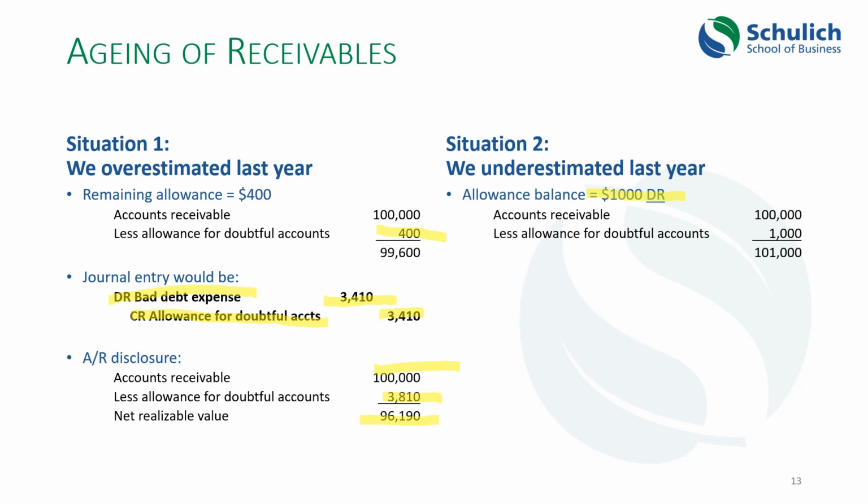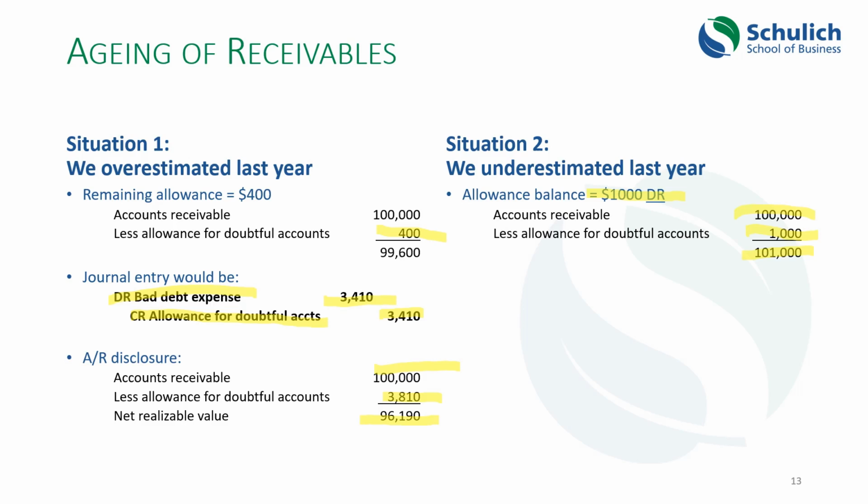Well, it would look like we had $101,000 worth of accounts receivable because we've got a face amount of $100,000 and our allowance is in a debit situation. So it's not going to be less the allowance for doubtful accounts. We're going to actually be adding to it, unfortunately. And that $101,000 figure is obviously ridiculous. We don't want that. So we need to correct the allowance for doubtful accounts so that it is $38.10 credit.